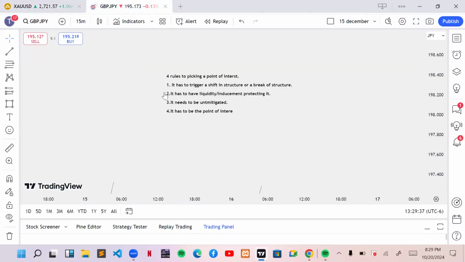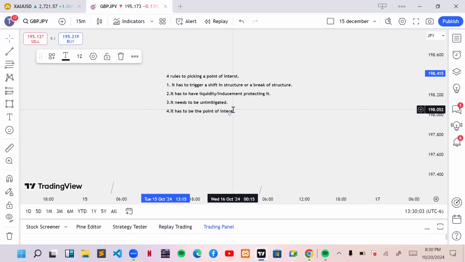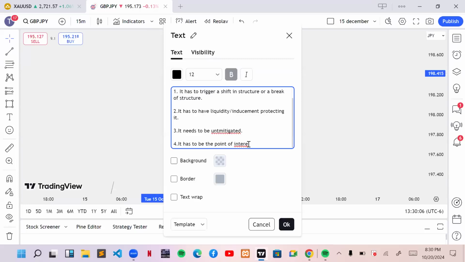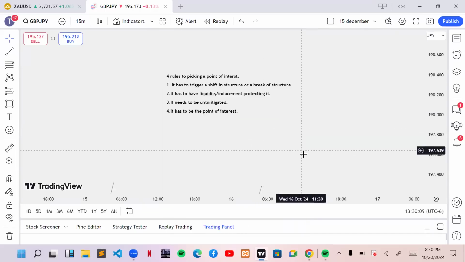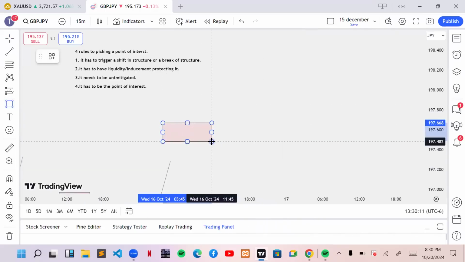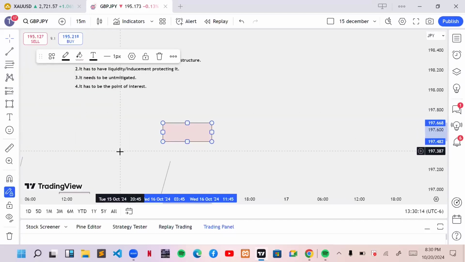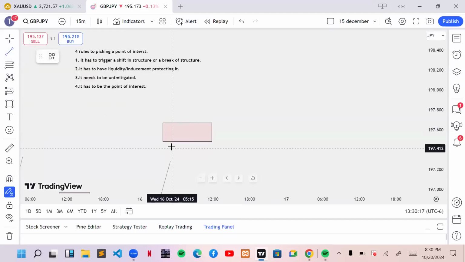So the first rule says it has to trigger a shift in market structure or a break of structure. The second rule says it has to have liquidity protecting it. The third rule now says it needs to be unmitigated. Now, proper mitigation is after market breaks structure or has a shift in market structure, the market coming back to tap into a point of interest. That is what mitigation is. Mitigation is only valid when it happens after a break of structure or a shift in market structure. So, for example, this is our order block right here, and the market breaks past that zone, and market breaks past that zone.